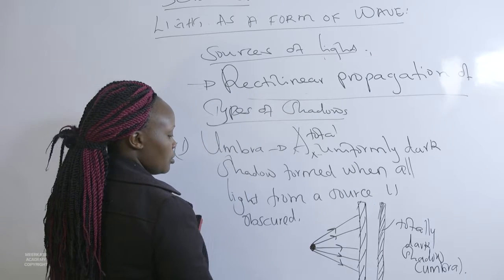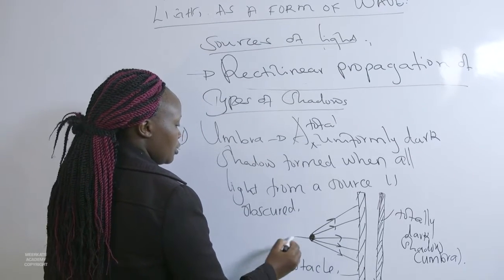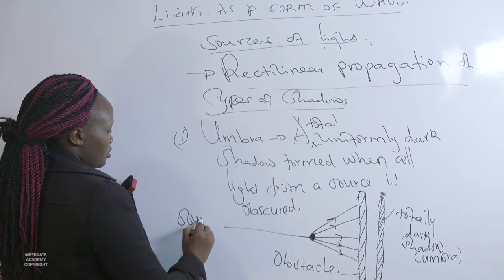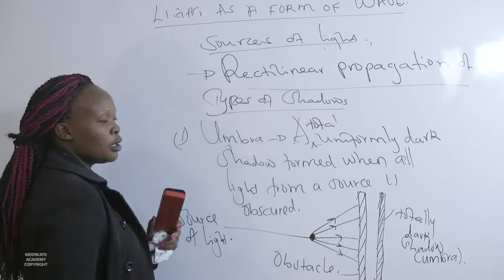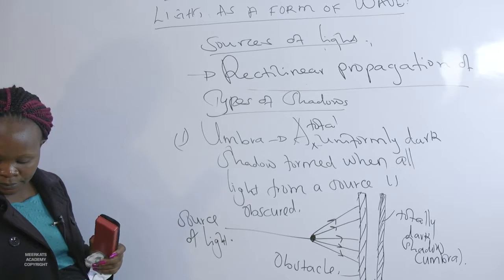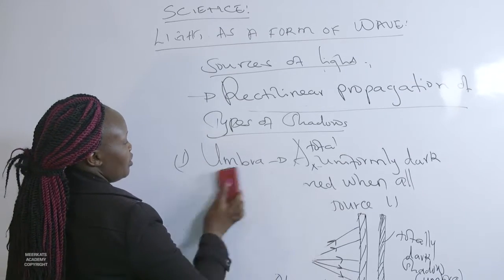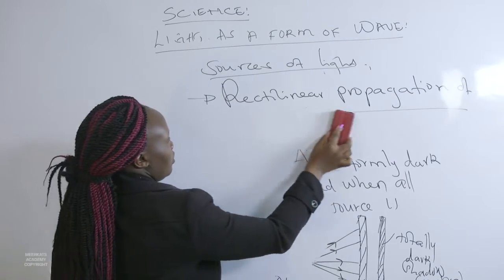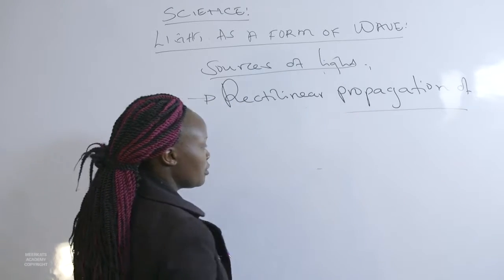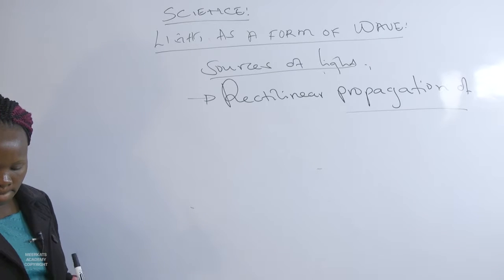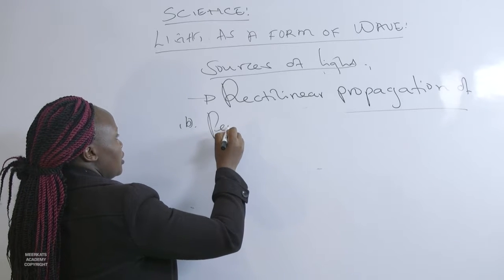This one is your obstacle, and this one is your source of light. Now, still on types of shadows, we can have number 2, what we call the Penumbra.